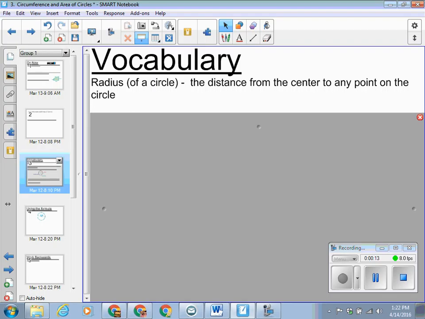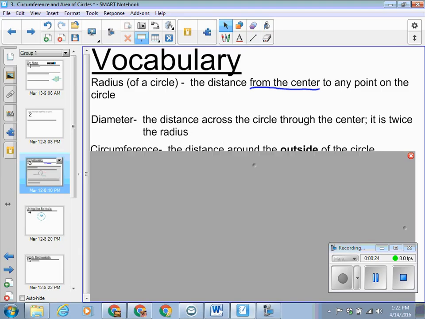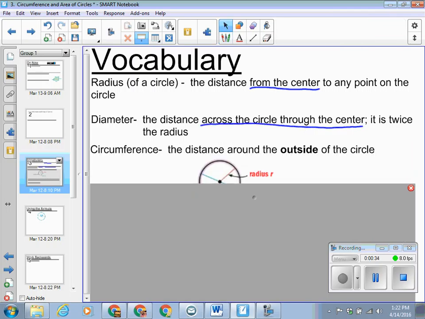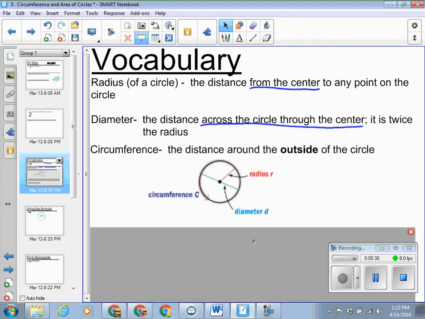This is the distance from the center to any point on the circle. Key here: from the center, because then we have diameter, the distance across the circle through the center, which is twice the radius. Then circumference is the distance around the outside of the circle.